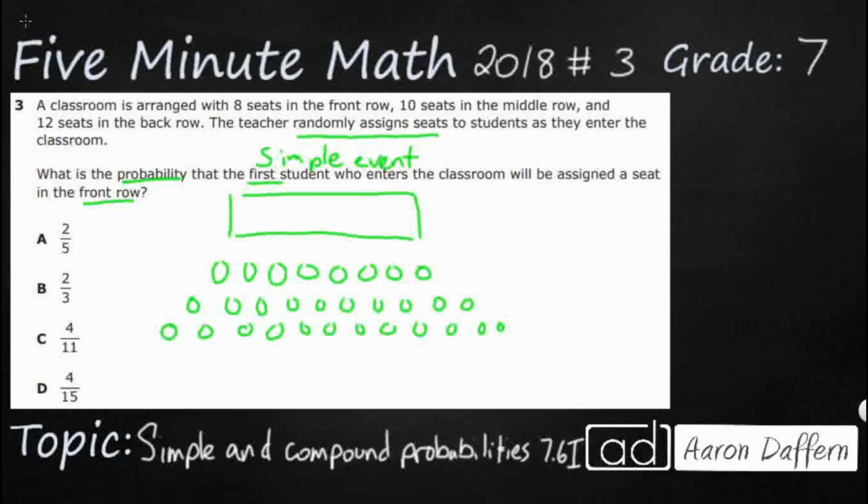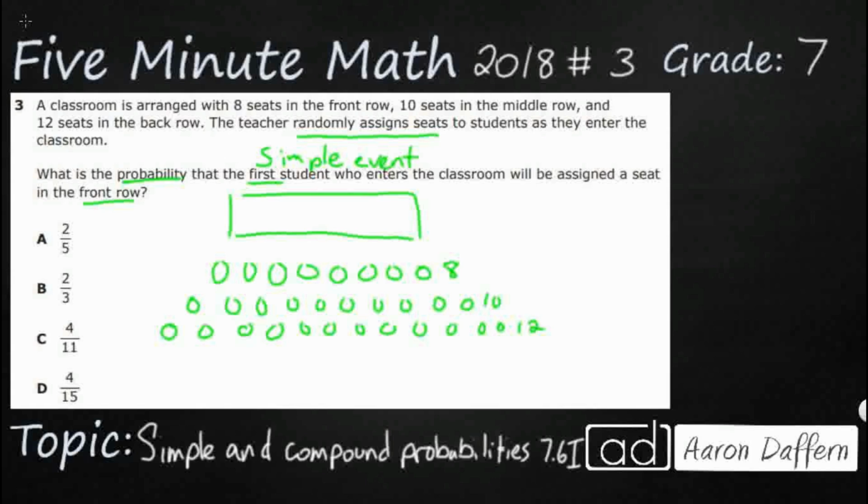If we were to say, what would be the probability that the first student gets the front row and then the second student gets the middle row, that would be a compound event, which is when you've got multiple simple events lined up together. But we just have a simple event right here, so let's put our row totals right here. I've got 8 right there, 10 right there, and 12 right there.